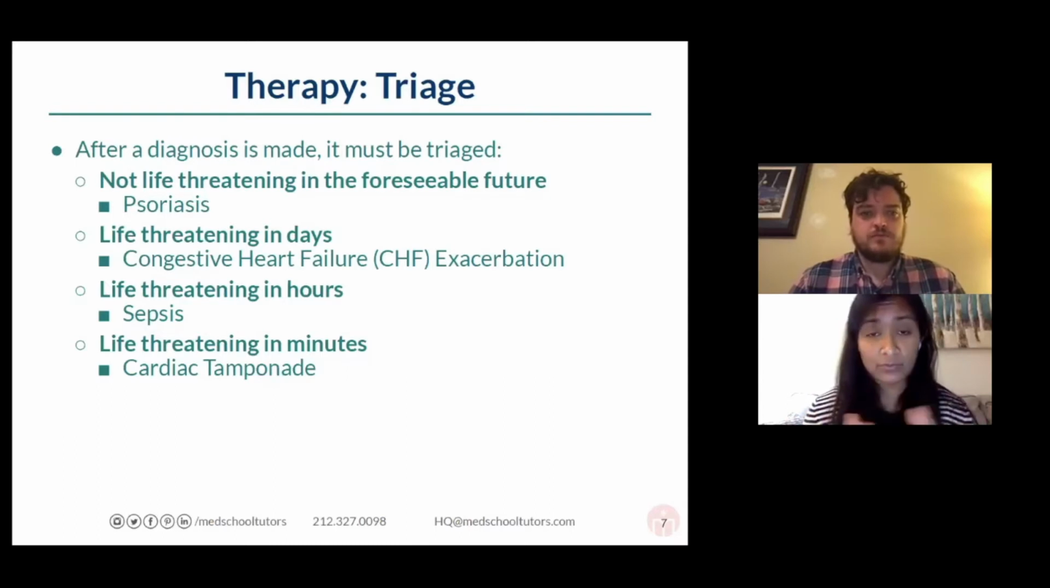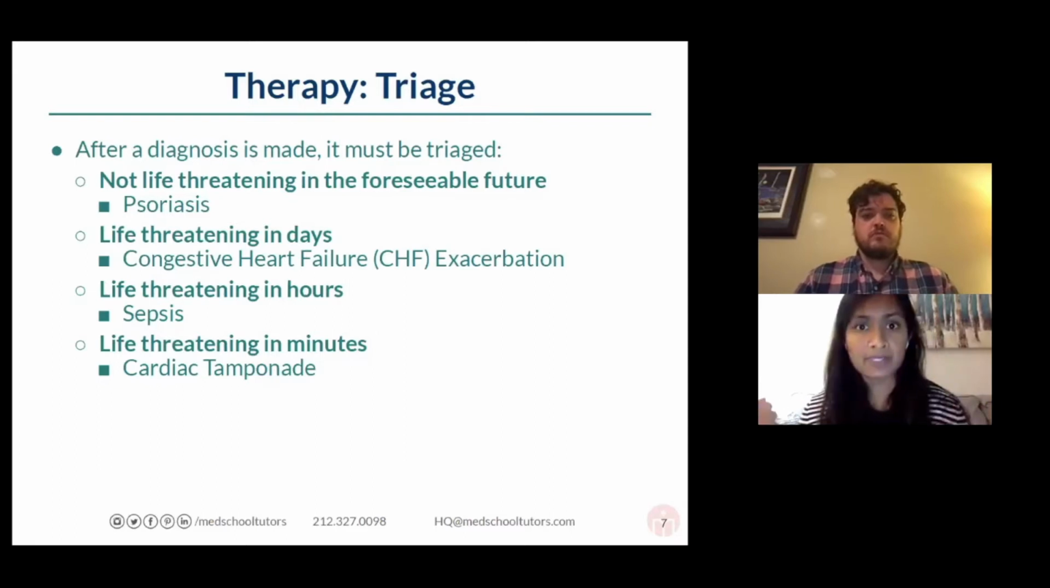And then minutes, in which case, do we even have time to do anything diagnostic, or do I need to act on this right now? Do I even need any imaging, or do I need to treat right now? So for all of these, there are differential steps that you can take as far as diagnosis. Psoriasis, I can wait. I can do some diagnostic stuff before I worry about it. CHF, yeah, I'll probably get an x-ray. I'll get a BNP. I'll do a bunch of other stuff.